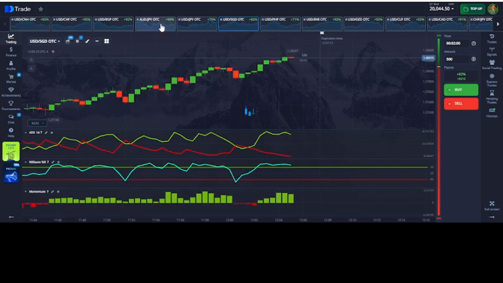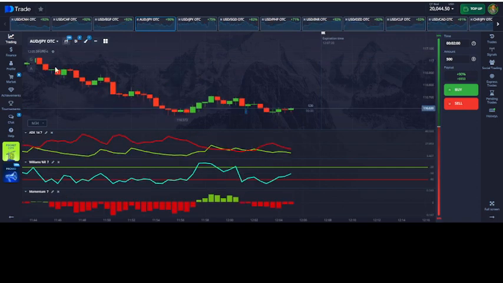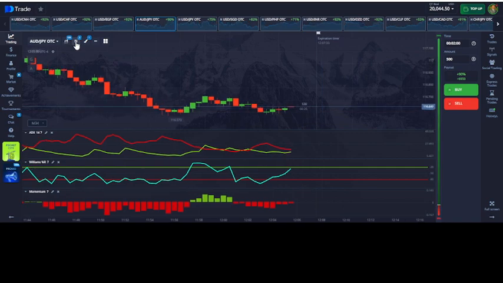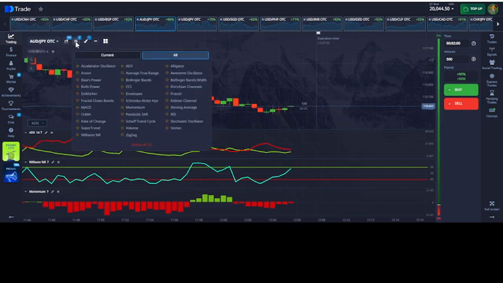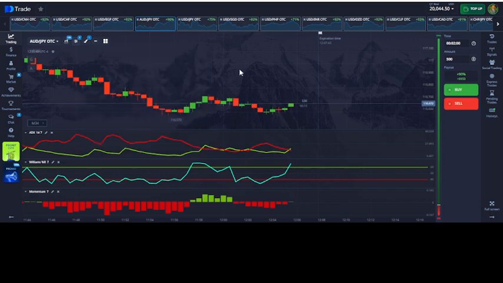Okay, so I'm going to be utilizing three indicators. If I click on my indicator icon here, the indicators are the ADX, the Williams percent R right here, and the momentum indicator. I'd click each of them one time, and the indicators show up here at the bottom of the chart.